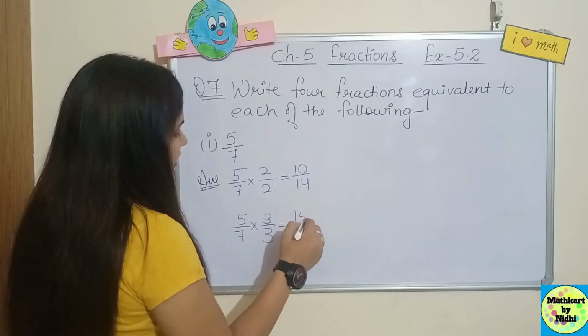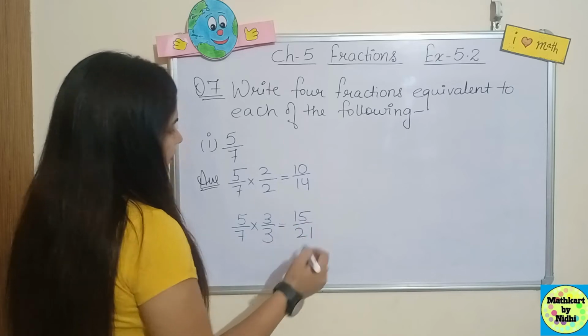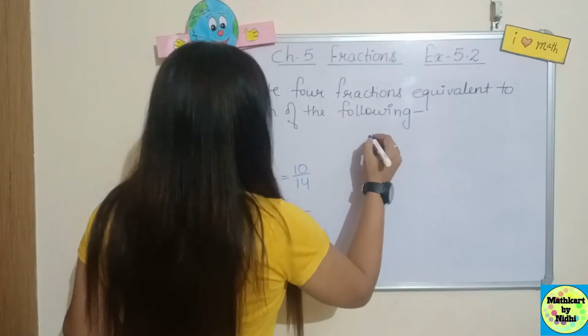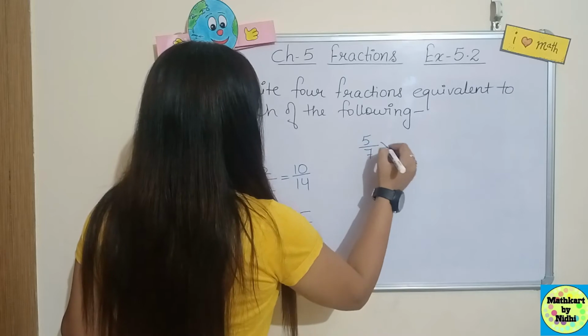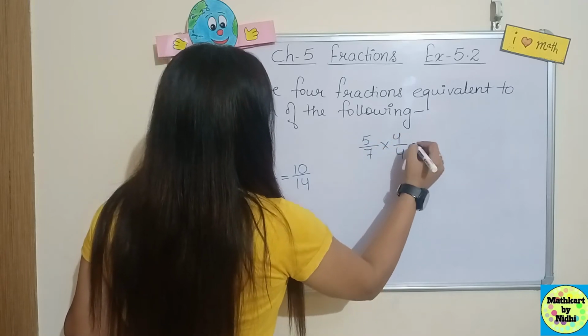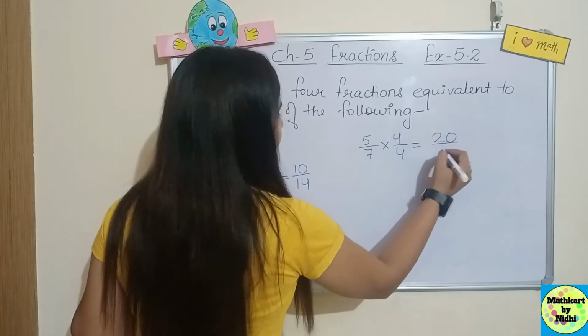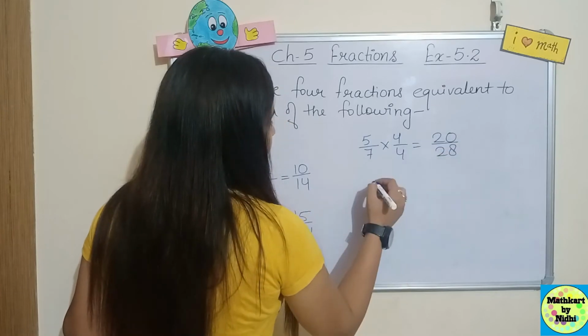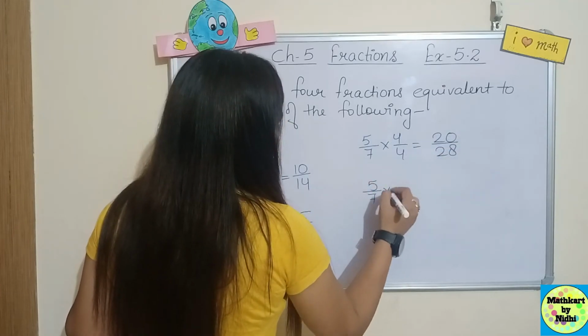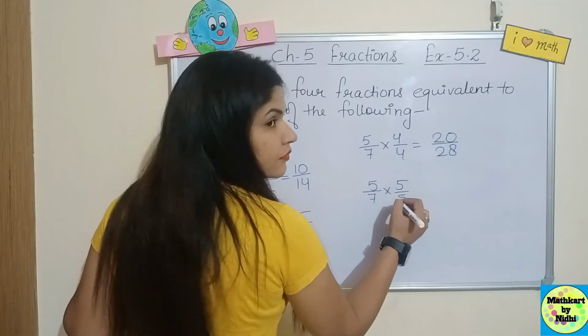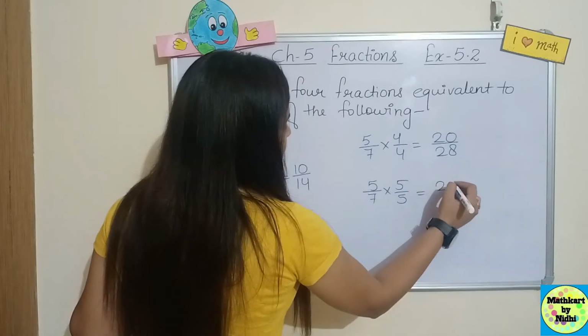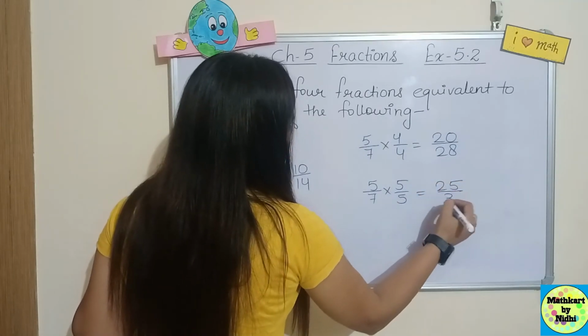5 3s are 15 and 7 3s are 21. Now I am taking another number, that is 4. 5 4s are 20 and 7 4s are 28. Next number 5. 5 5s are 25 and 7 5s are 35.